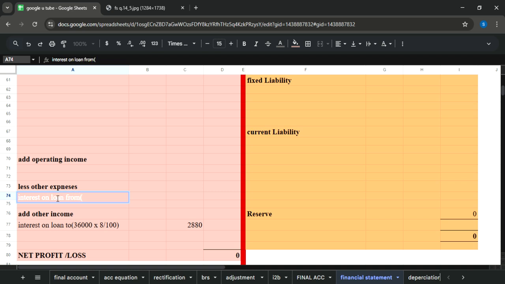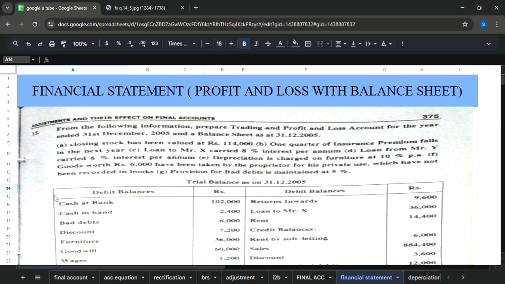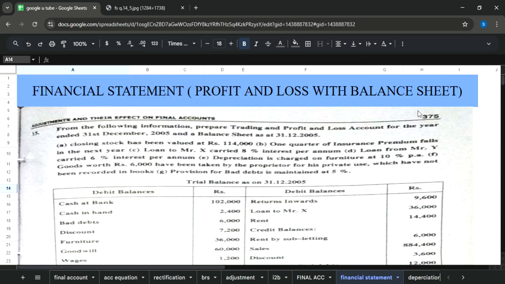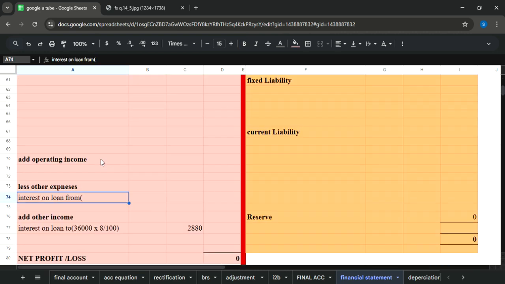And how you will calculate? First you will see to whom, from whom you have taken this loan. It is loan from Y, and here loan from Y. Look at here, loan from Y. This is 60,000 and amount of interest is mentioned 6%. Here amount of loan 60,000 and you will calculate 6%. What I have told, how you will calculate 6% interest. Amount of loan was 60,000. We will multiply by 6 and divide it by 100. So we have got interest on loan from.